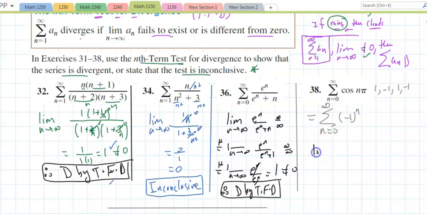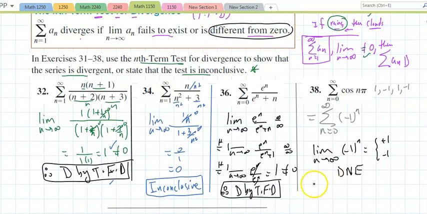If I take the limit as n approaches infinity of negative 1 to the n, isn't that always a plus 1 or a minus 1? Which means it does not exist. Doesn't that automatically mean it's not 0? Therefore, what diverges? The series diverges. Diverges by test for divergence.